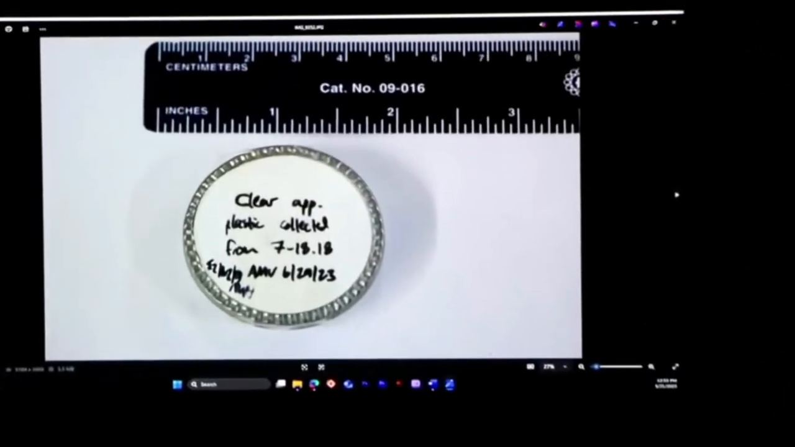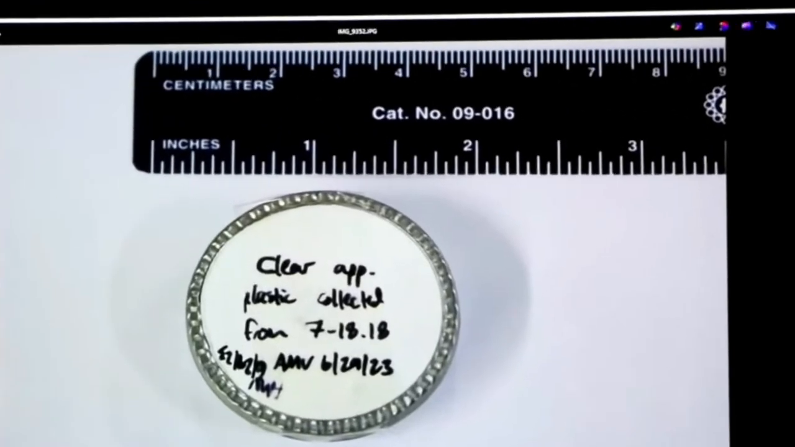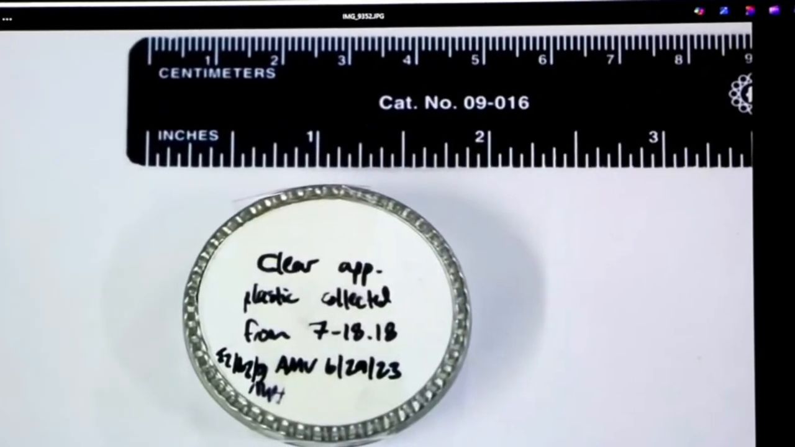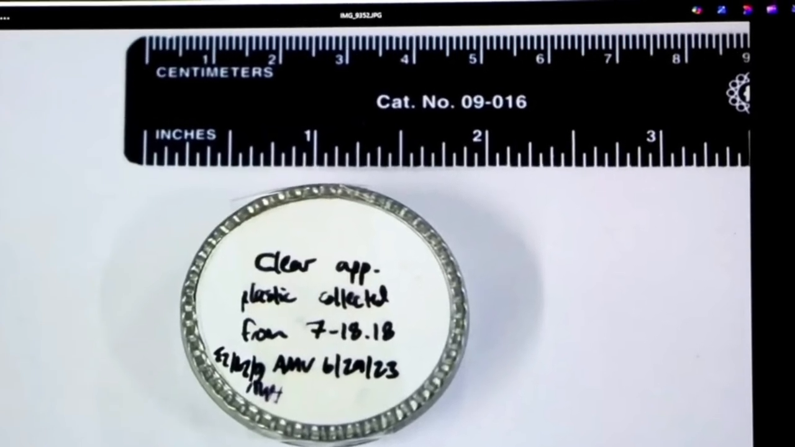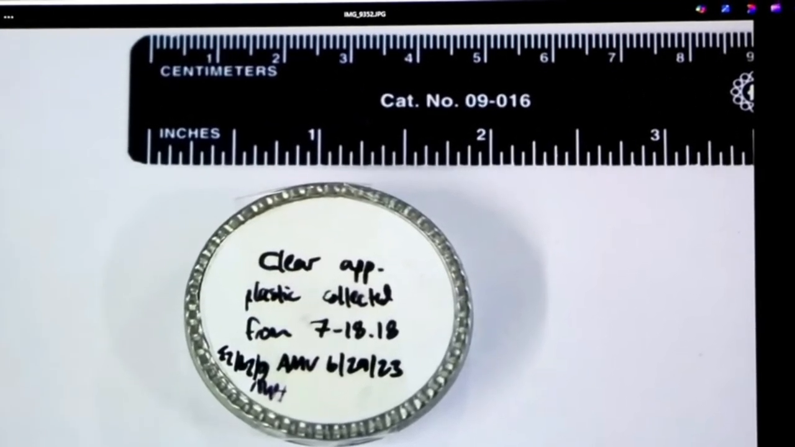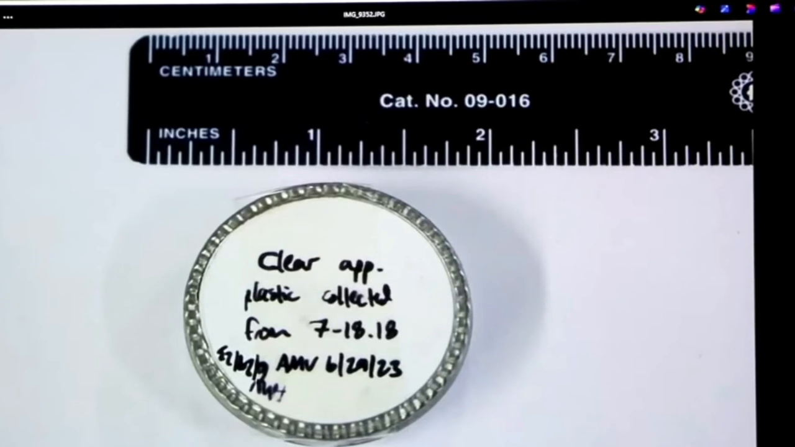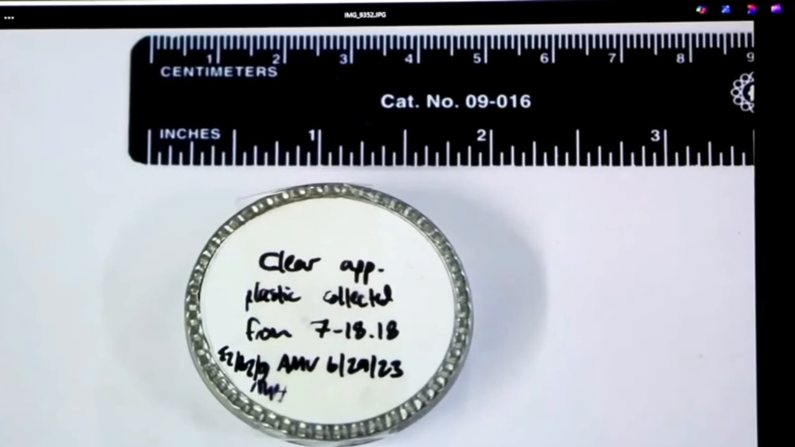And Ms. Hanley, what is depicted in this photograph on the screen? So this is one of the photos that I took of 7-18.18. This is how I received the clear piece of plastic. And is that a tin that it's encased in at the time that you receive it? Yes. Ms. Gilman, if I could have 9355. And what is this, Ms. Hanley? So this is a photo of the clear piece of plastic that was within that tin.